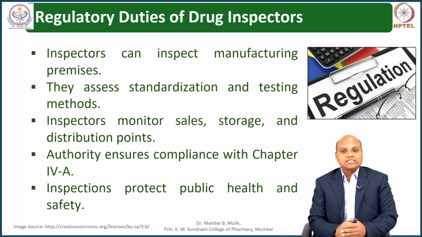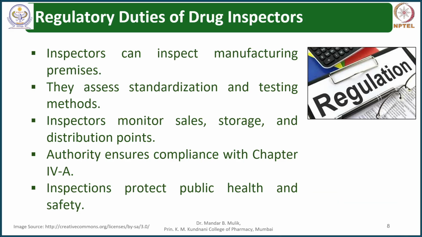Inspectors monitor sale, storage and distribution points and check the quality at each point. If any variation is found in quality, then they make a note in their findings. Authority ensures compliance with Chapter 4A. Chapter 4A we have already discussed in the previous section. Inspections protect public health and safety, which is the utmost priority of the manufacturer.